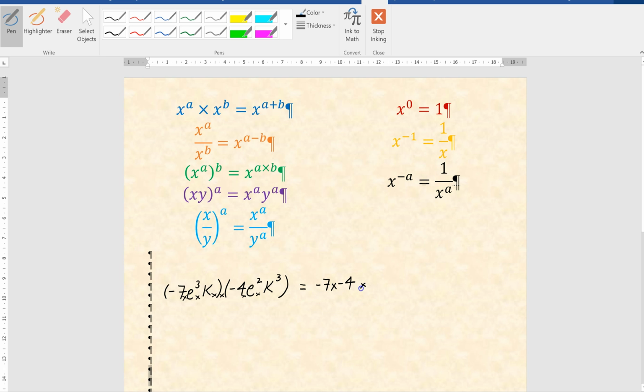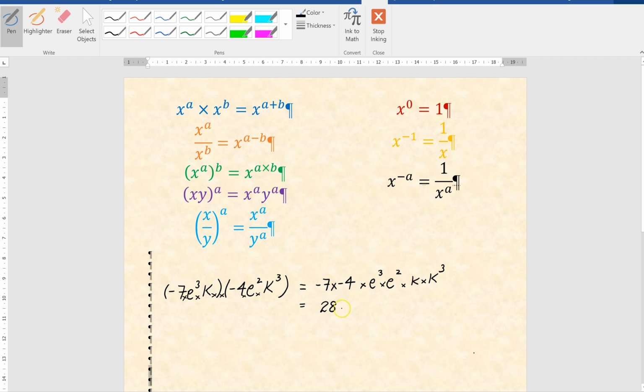And then while we're doing this, we might as well look at the e's, and they can be grouped together. And of course, we'll do the same with the k. Are there any others? Yep. There's another one there, so it's k times k cubed. And hopefully now this is pretty straightforward to solve, because you know -7 times -4, two negatives make a positive, so that becomes 28.